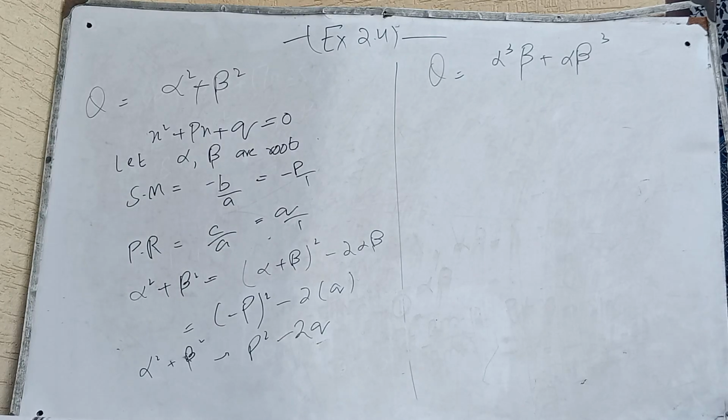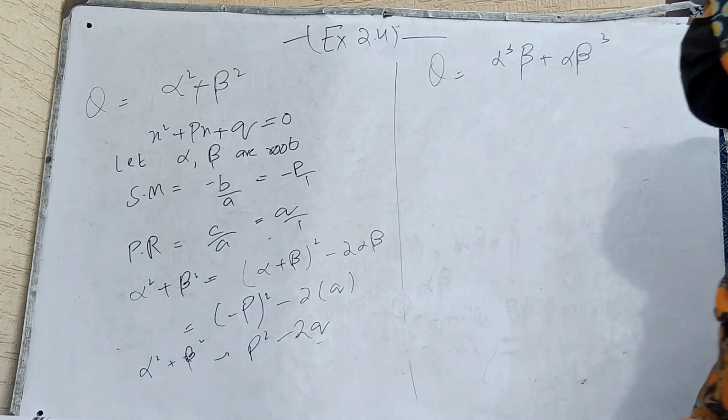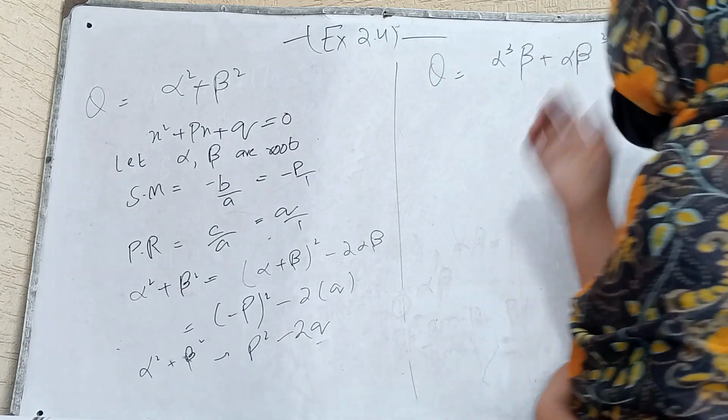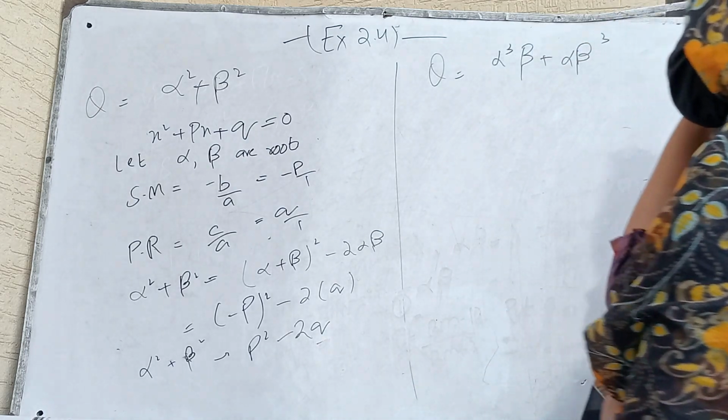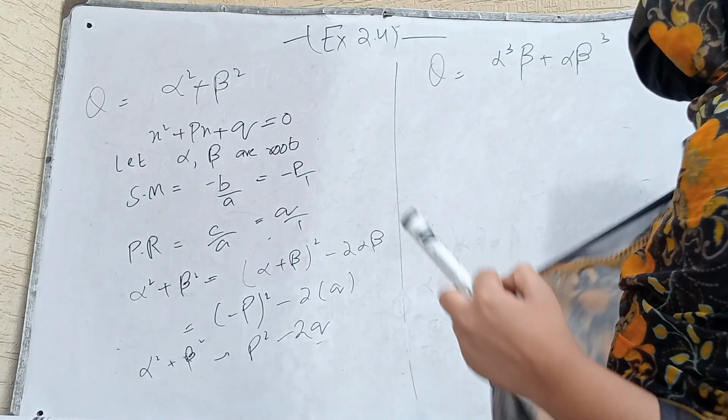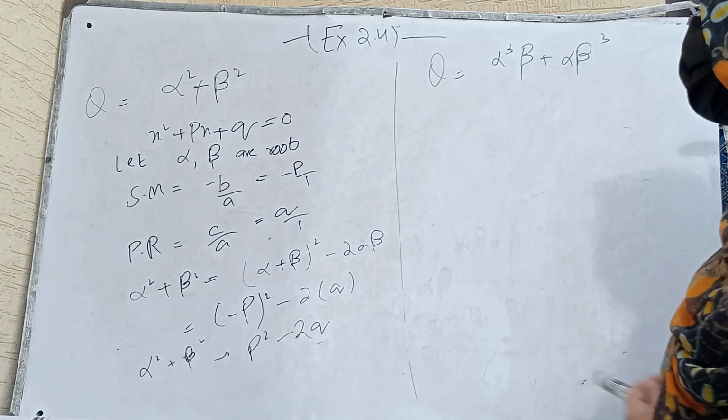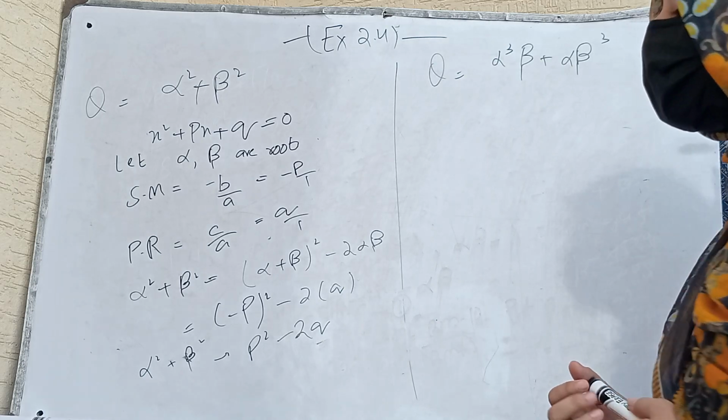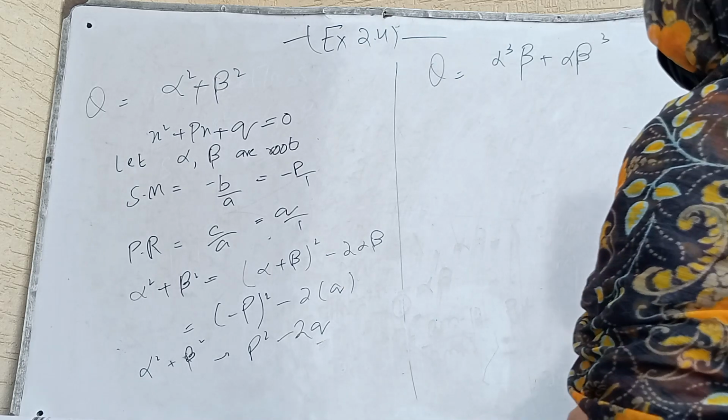First we find the sum of the roots and the product of the roots, and then we open the formula of alpha square plus beta square, which is equal to alpha plus beta whole square minus 2 alpha beta. Putting the values of alpha plus beta and alpha beta, we have p square minus 2 q.